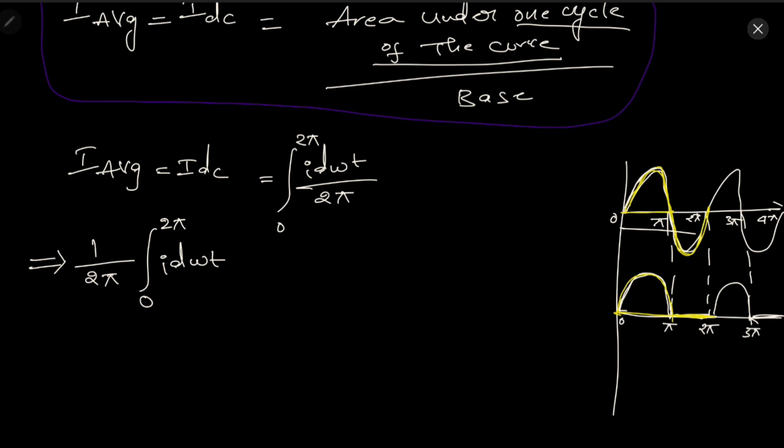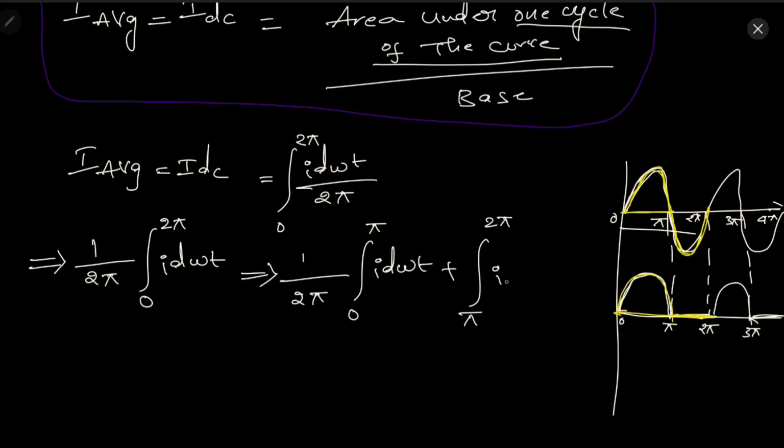So first split this. How can we split this? 1 by 2 pi integral 0 to pi ID omega t plus integral pi to 2 pi ID omega t. As we know, the value of I is equal to Im sin omega t. From 0 to pi it is conducting, so here in place of I we should write this.